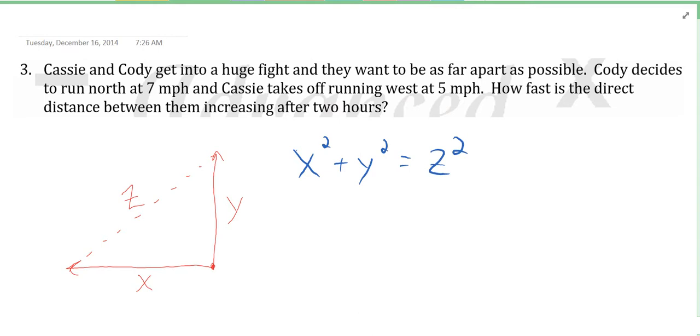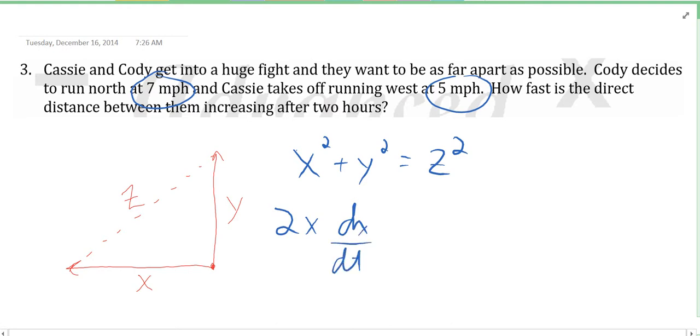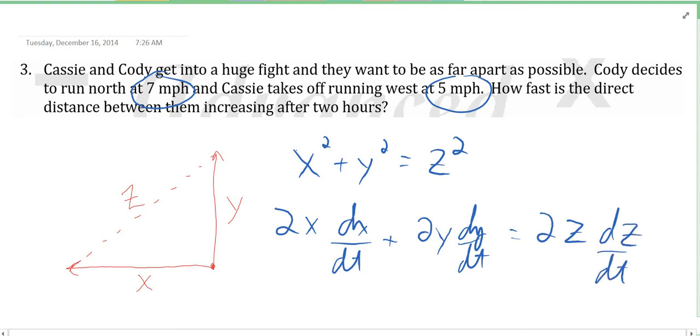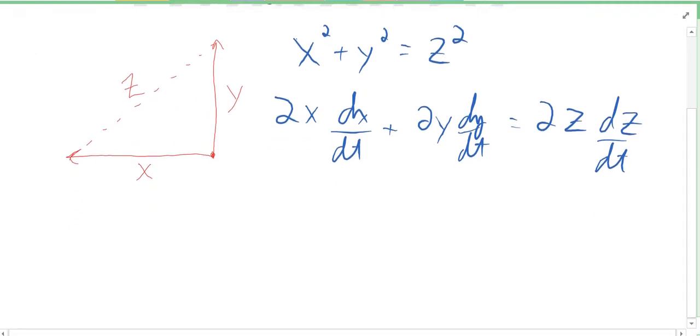X is changing at 5 miles an hour, and y is changing at 7, and they're asking us how fast z is changing. Cool? So we know two rates of change, which means we can derive this, and we're going to have one unknown, which will be dz dt. So when you derive it, just like we did yesterday, we get 2x times dx dt plus 2y dy dt equals 2z dz dt.